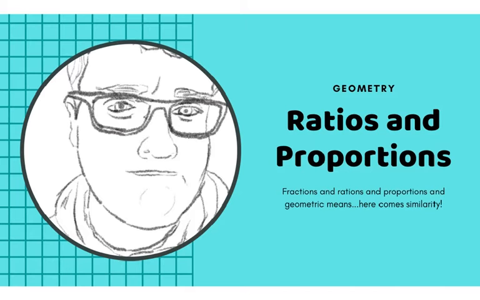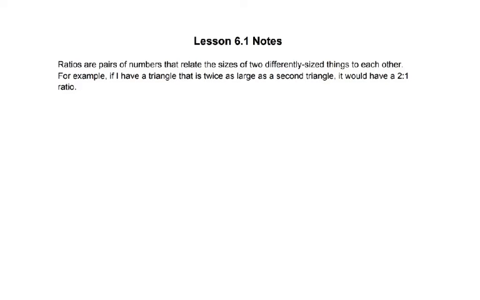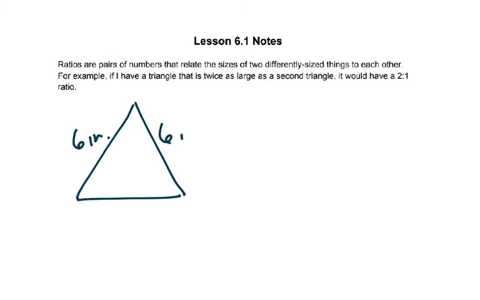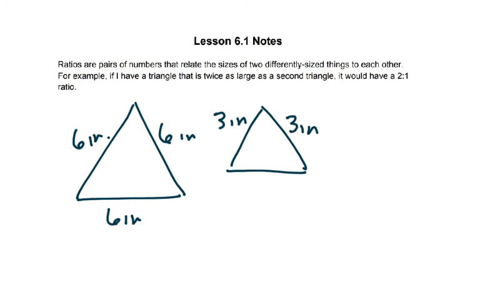And remember, as always, if you're writing this down, you can and should pause as you need to in case I am moving too quickly. Okay, so a ratio relates two differently sized things to each other. So if I've got this triangle and I've got its buddy over here, which is half as big, then what I can do is relate the two parts to each other.